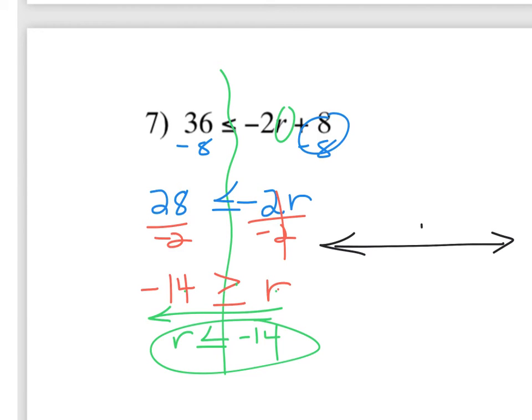So 0, 14, negative 14, closed circle because it's less than or equal to, and r is less than that, so the arrow would go that way.